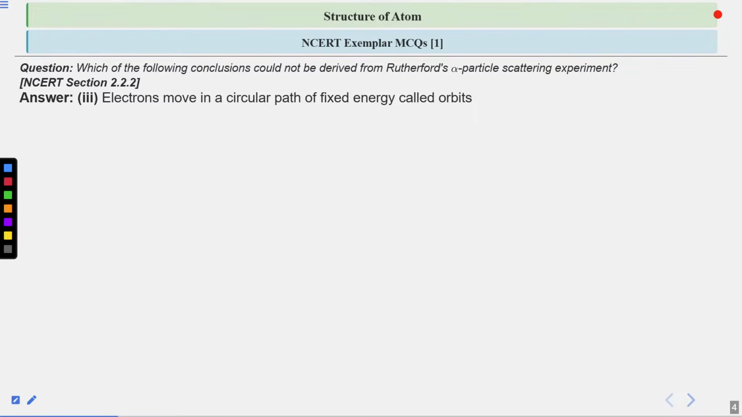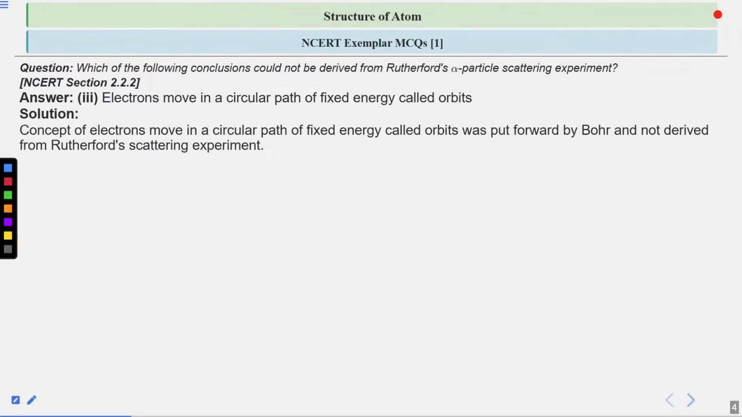So he was not describing any energy of the electron. He was telling that electrons are revolving around the nucleus, but he didn't talk of a fixed path or a fixed energy. This was there in Bohr's model. So what would be the solution for this question? If I try to explain it, the idea of the circular path with a fixed energy was put forward by Bohr, as I told you, and it was never derived from Rutherford's scattering experiment.